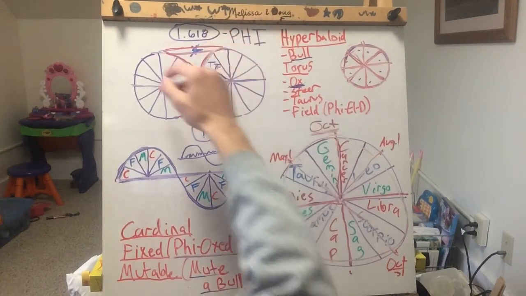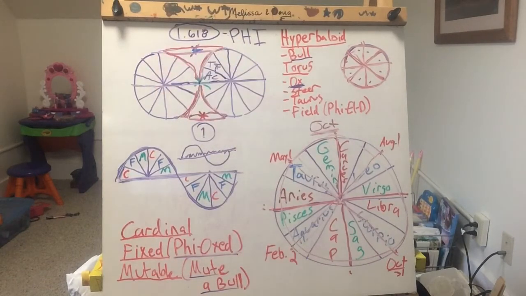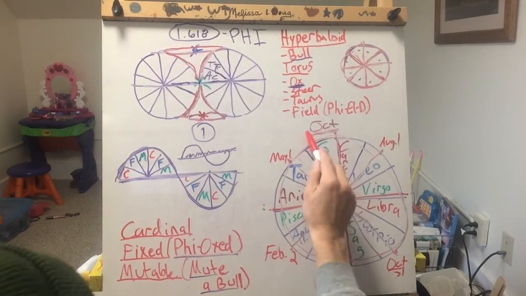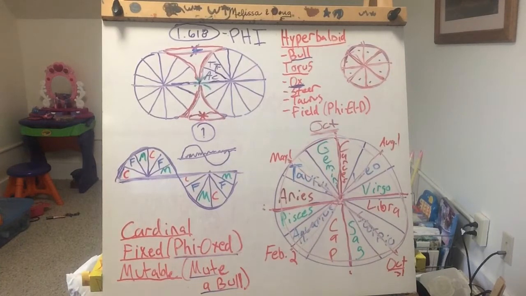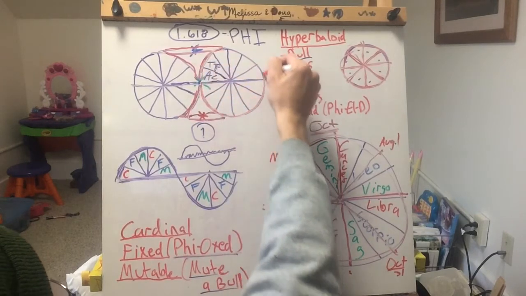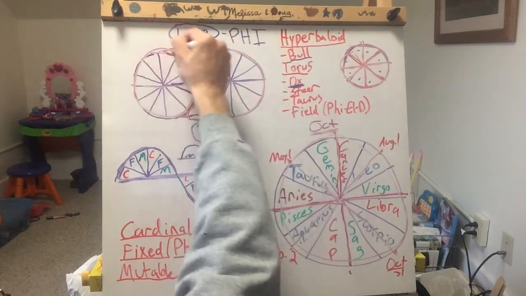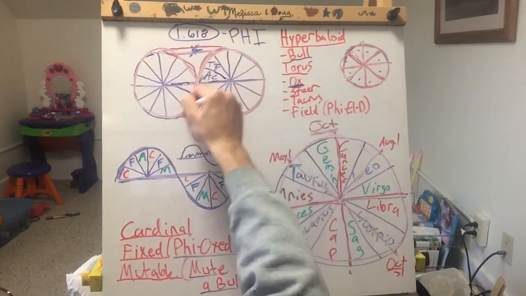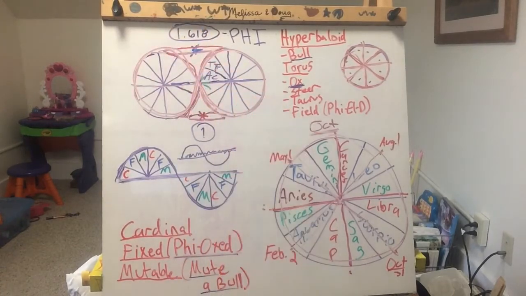You've oxed. You've created a field. There was no field until you oct it, until you divided it into 8 and added the fixed energy. And that's also what creates the number 8 of eternity, oct. There is no time and space without that fixed energy, the ox.